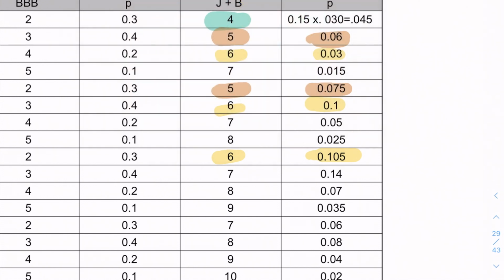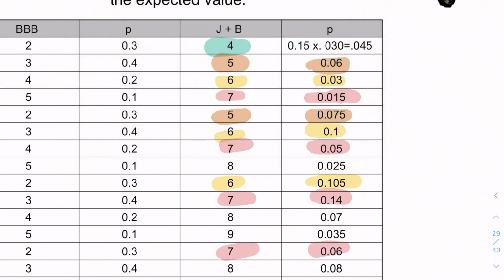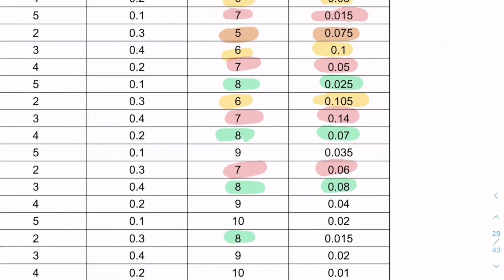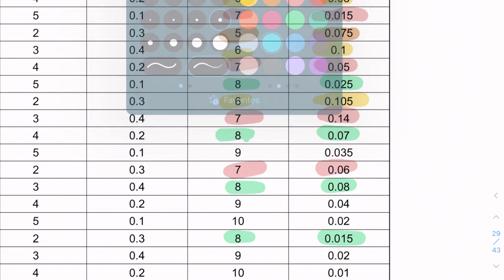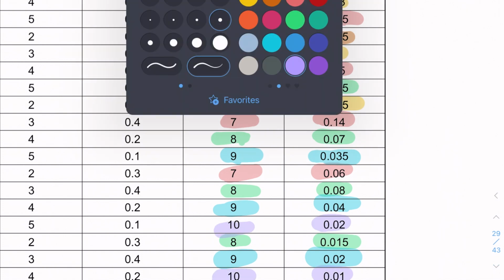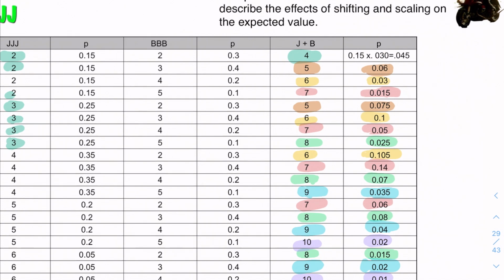Let's go with peach. 7, 7, 7, 7. Okay. Let's go with green. We have 8, 8, 8, 8. Let's go with light blue. We have 9, 9, 9. And then we're getting lower, so let's go with purple. 10, 10, and then 11. Just like 4, there is only one way of doing that. So each of those colors, we need to combine their probabilities.